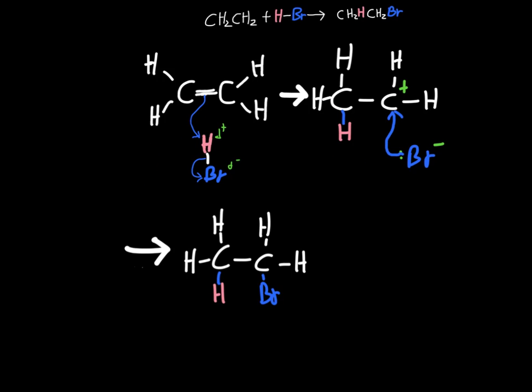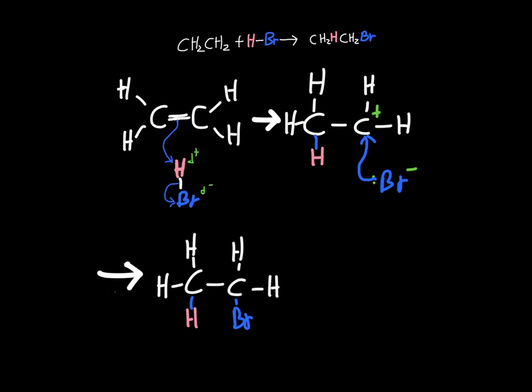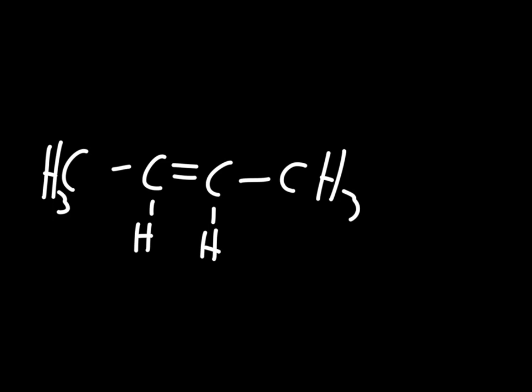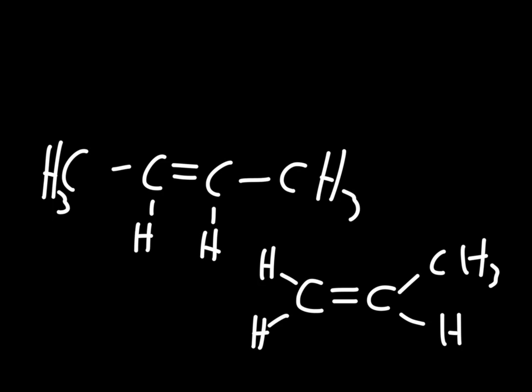If we look back at this example we did previously with the HBr, we're going to look at this exact same mechanism, but we're now going to look at it with an unsymmetrical double bond. What do I mean by that? Let's draw that. This molecule here is but-2-ene, and you can see it's symmetrical, the same as ethene was symmetrical. This molecule down here though, prop-1-ene, is not symmetrical.